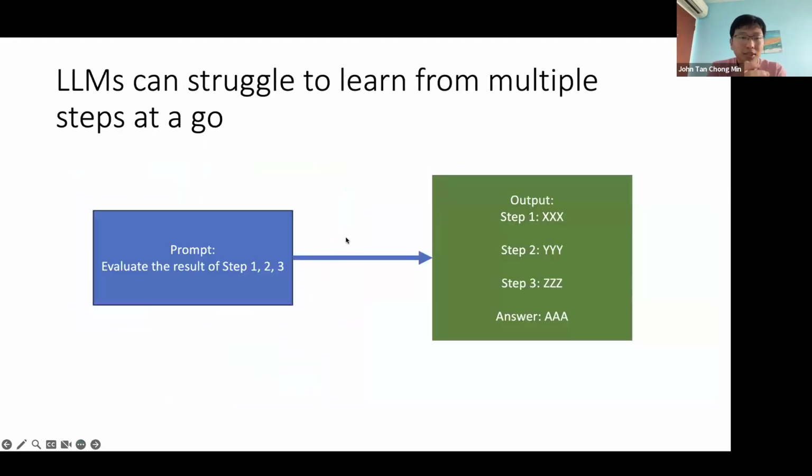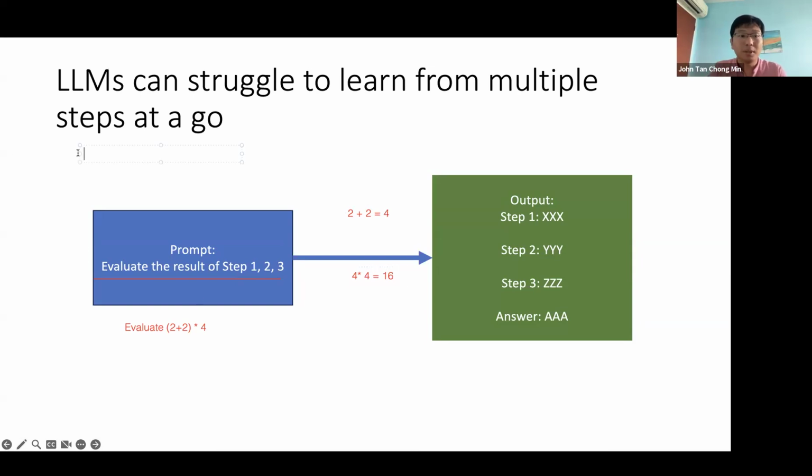All right, so this is how it looks. We can translate the maze case into a large language model input and output. For example, your prompt could be "evaluate the result of step one, two, three." This could be a math problem like evaluate 2 plus 2 times 4. So maybe your step one here will be 2 plus 2 equals 4. Then step two will be 4 times 4 equals 16. Here there's only two steps, but you can translate this into any problem that you wish that has multiple steps.